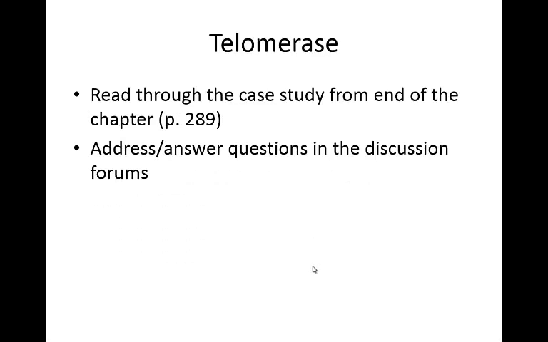So what I want you to do is to read through the case study from the end of the chapter on telomeres and on telomerase, and this is on page 289. And what I want you guys to do is to address and answer some of these questions in the discussion forums. For example, thinking about telomeres and telomerase, how might that be applied to different anti-aging strategies? Do you think it's a good idea to try to use this to, say, so-called reactivate some of our cells, so we don't go through this aging process? Why or why not? Things like people suffering from chronic stress may have more issues with this. So go ahead, read through some of those case studies and questions and answer those in the discussion forums for this week.